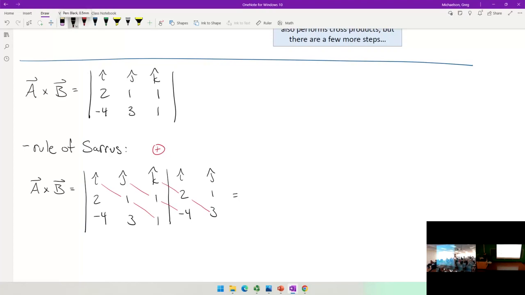So what do we get? The first one is I times 1, which is I. Then we have j times 1 times negative 4, so that's minus 4j. And then 2 times 3 times k, that's 6k. We group all of these. Then we do it again the other way.